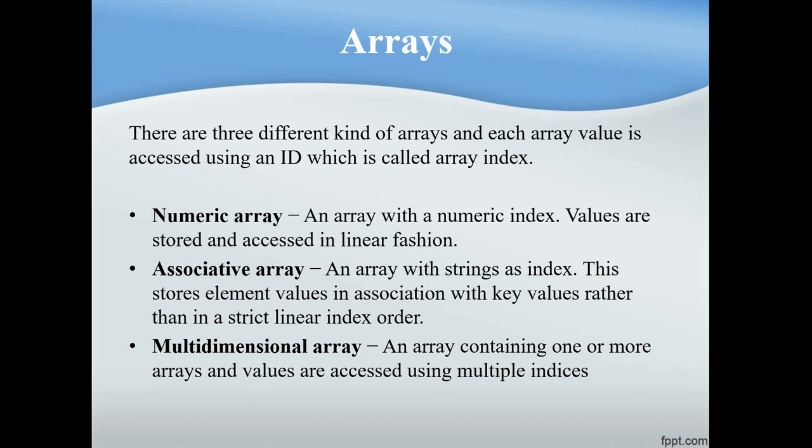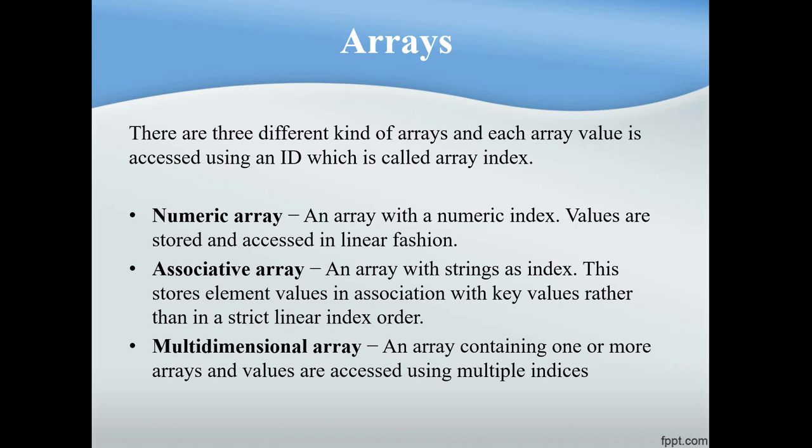So in PHP, there are three different kinds of arrays, and each array value is accessed using an ID which is called the array index. Here, the first one is a numerical array. A numerical array means it will have a numeric index. Values are stored and accessed in a linear fashion.